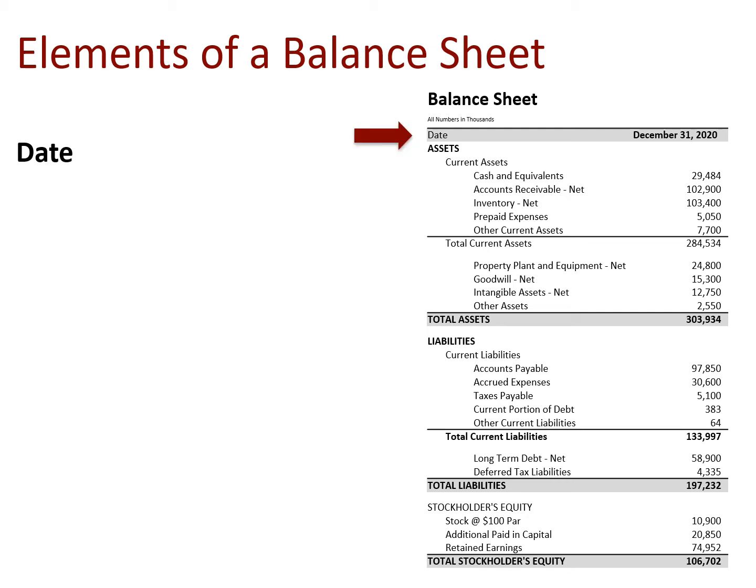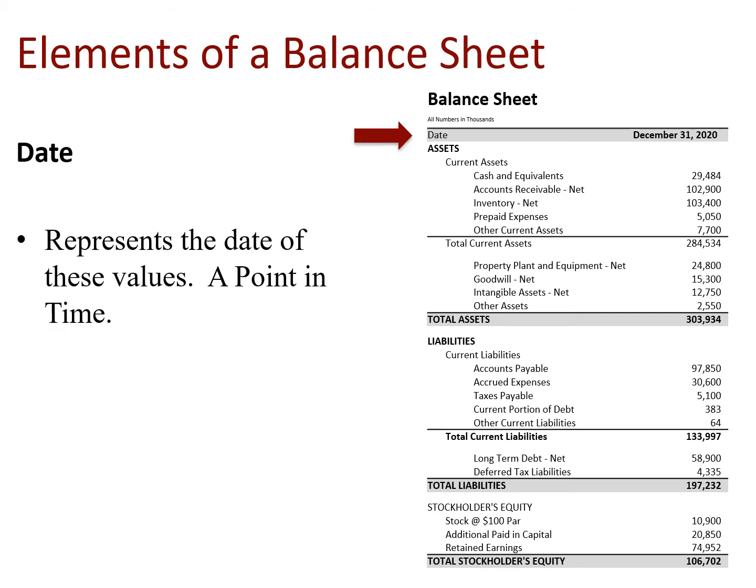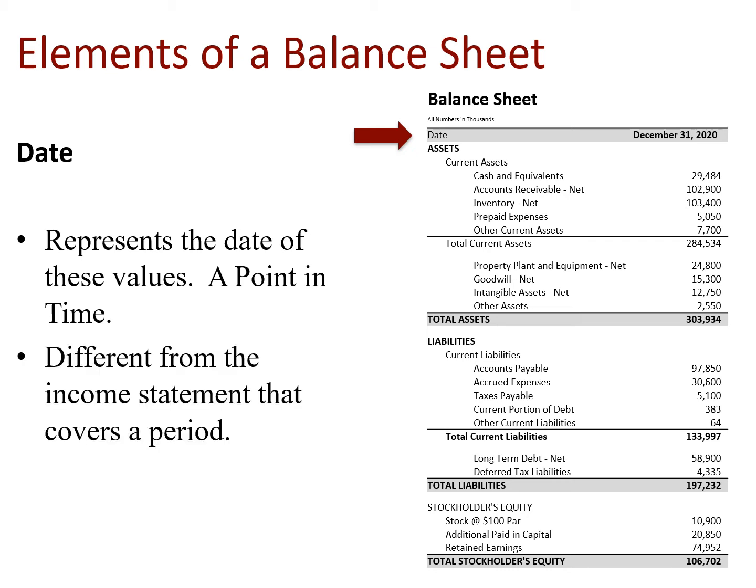The date represented here represents the date of these values. And again, it's a point in time. So this is the amount of these assets, liabilities, or stockholders' equity on that date, or at the end of that day, actually. And remember, that's different from the income statement that covers a period of time.